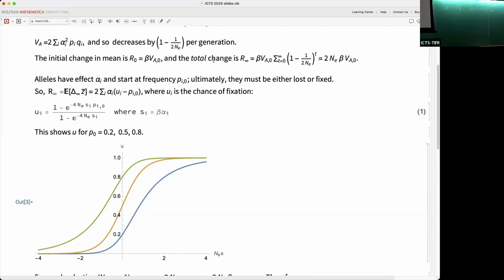And a crucial simplification is that the additive variance depends simply on a sum of heterozygosities, and the only change is that each heterozygosity, whether p is small or p is large, whatever value of the allele frequency, they all decrease by the same factor. And therefore, we could rewrite the additive variance like this. And in fact, we could have derived that directly from the infinitesimal model.